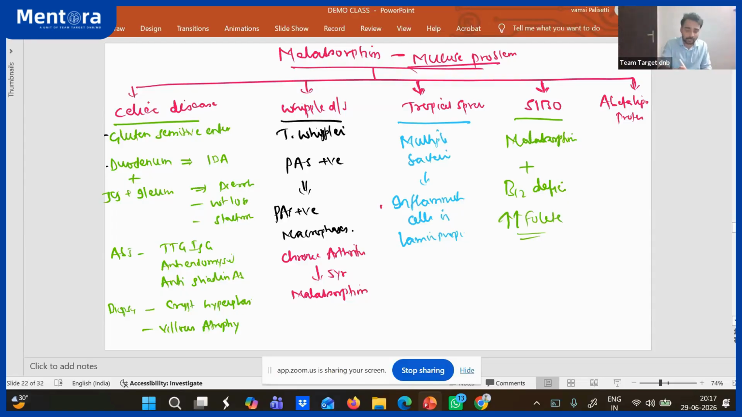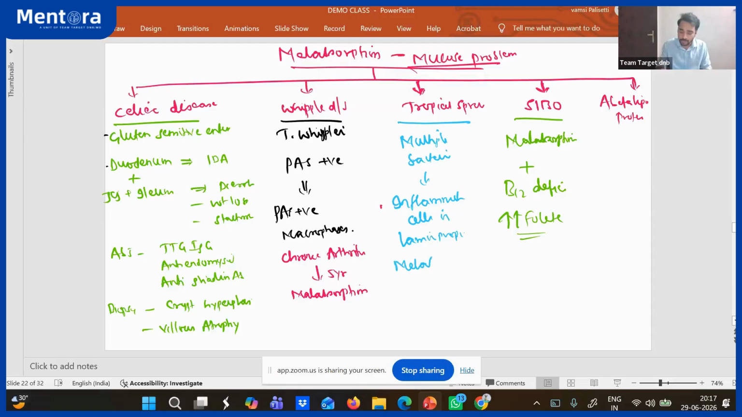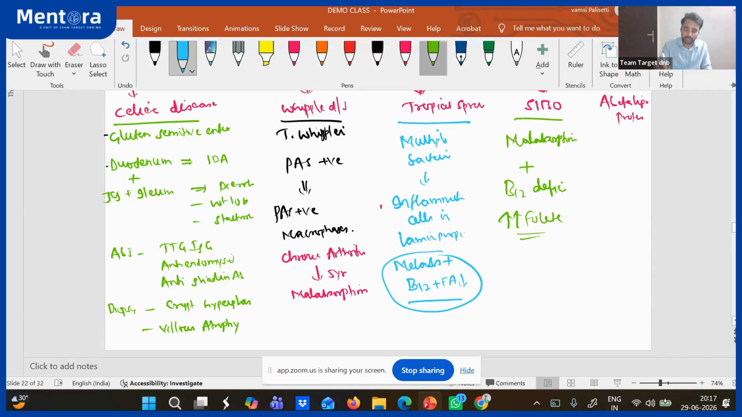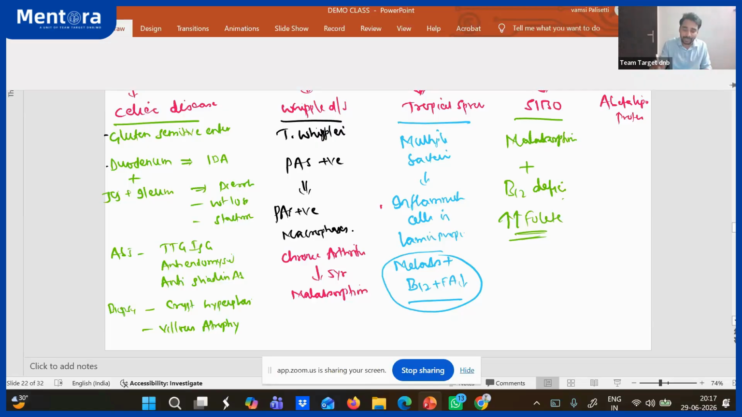And tropical sprue has one important point here. It's multiple bacteria. All these bacteria cause damage to the mucosa. So along with the malabsorption, they'll have B12 plus folic acid deficiency. That's the only difference here. Clear? But in SIBO, the bacteria are there, B12 deficiency is there, but the bacteria produce more and more folate. So folate levels are elevated. Very important.